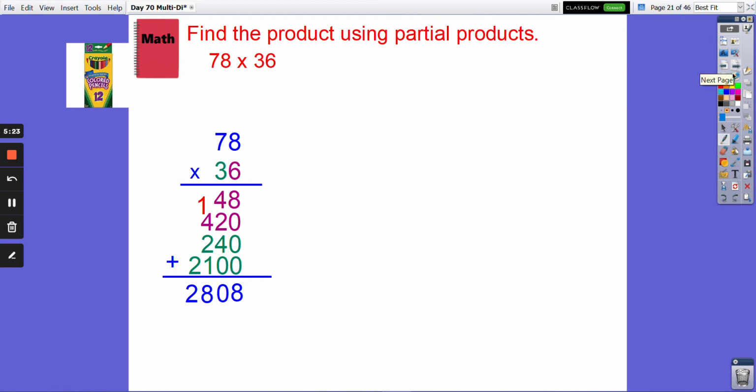2,808. Now, if you want, you can always use estimation to check your answer. Well, let's see. This is close to 80. This is close to 40. If I multiply those, I get 3,200. Is my answer close to my estimation? Yeah, it's not too far off. I rounded up for both of these numbers, so that means this is going to be above my actual product.